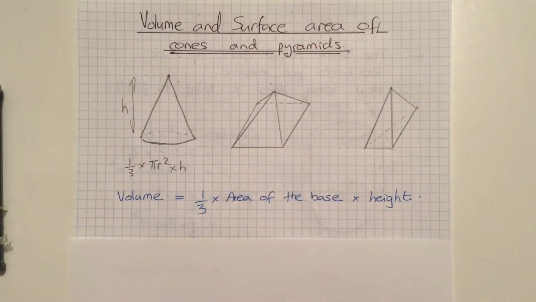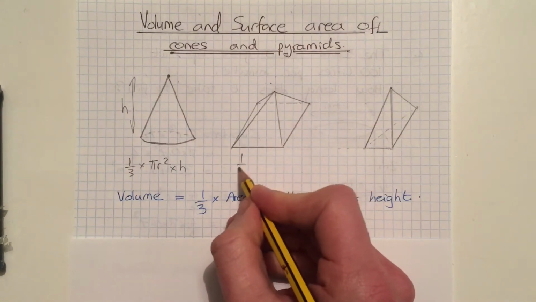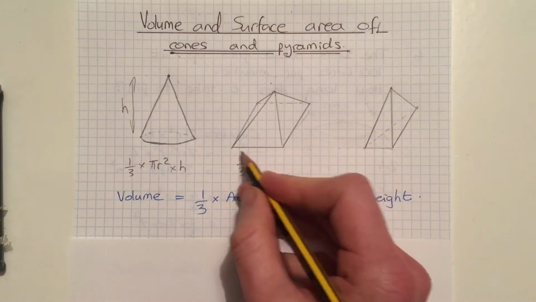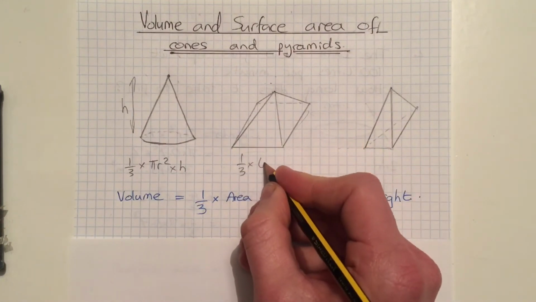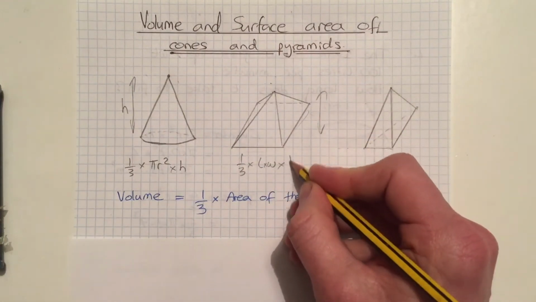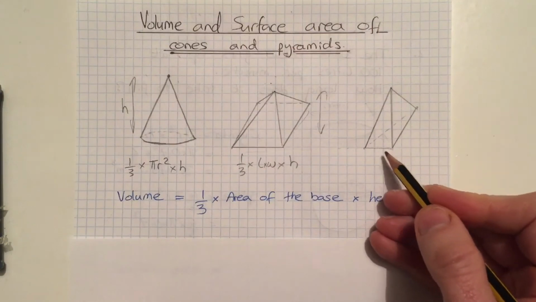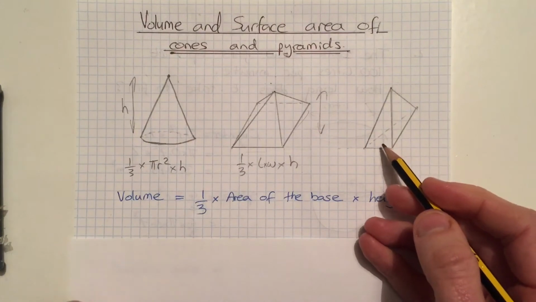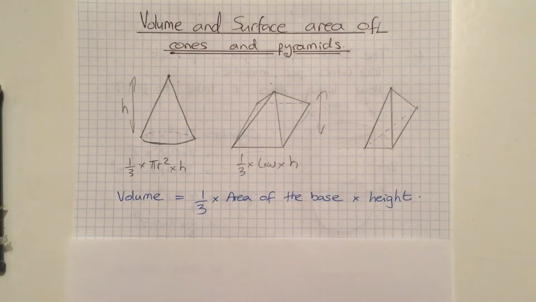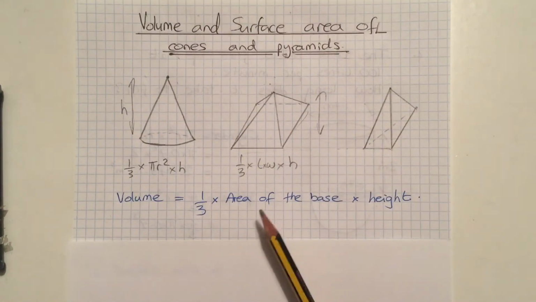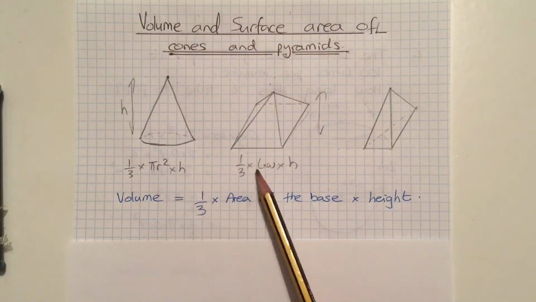If it was a square-based pyramid, it would be 1/3 of the area of the square, which we know is just base times height, or length times width, if you like. So length times width, again multiplied by the perpendicular height. And if it's a triangle, we could use half base times height if it's a right angle, or half ab sine C if it's not a right angle. Anyway, the point is, whenever we have one of these shapes, we just do 1/3 of the area of the base, whichever method we use to do it, times the perpendicular height.